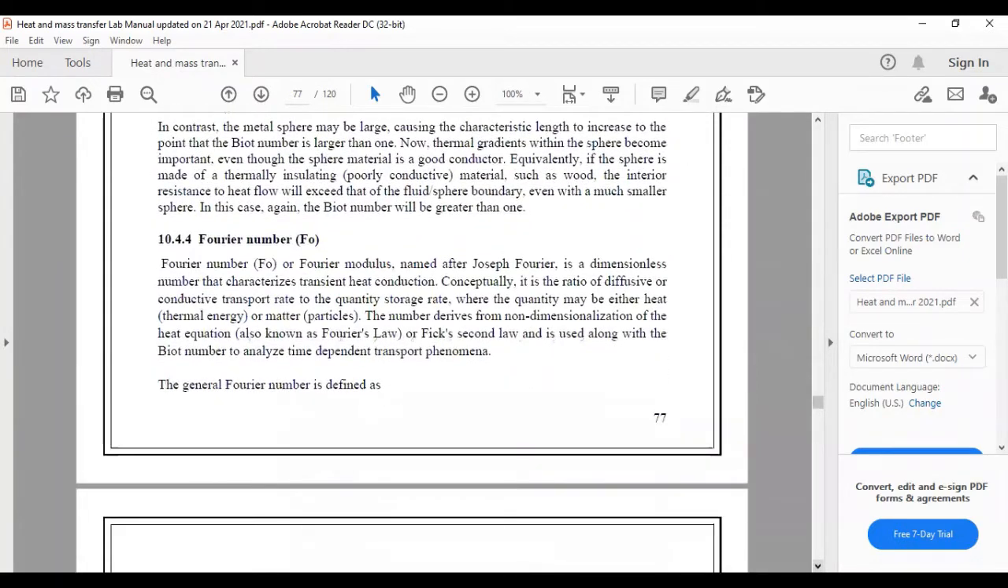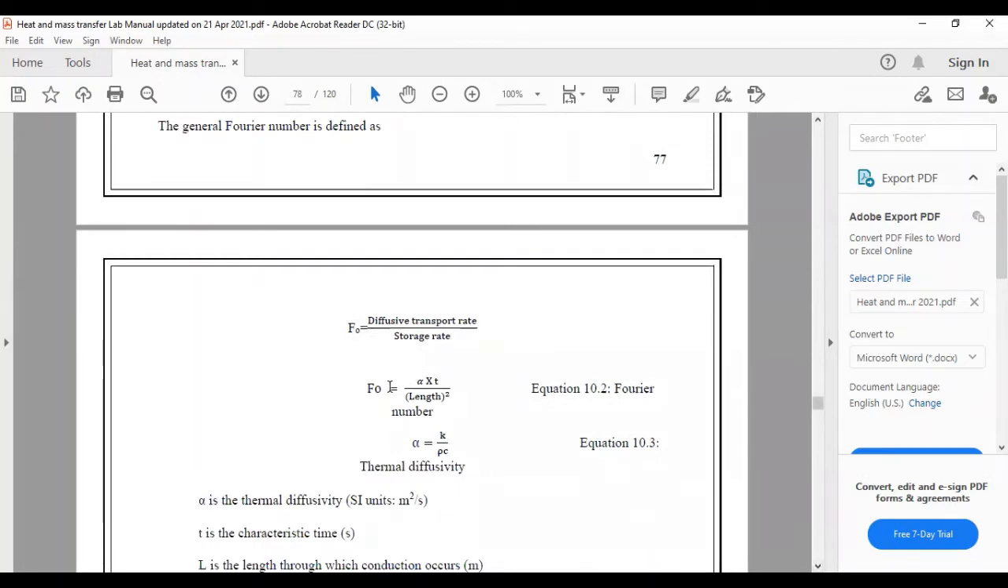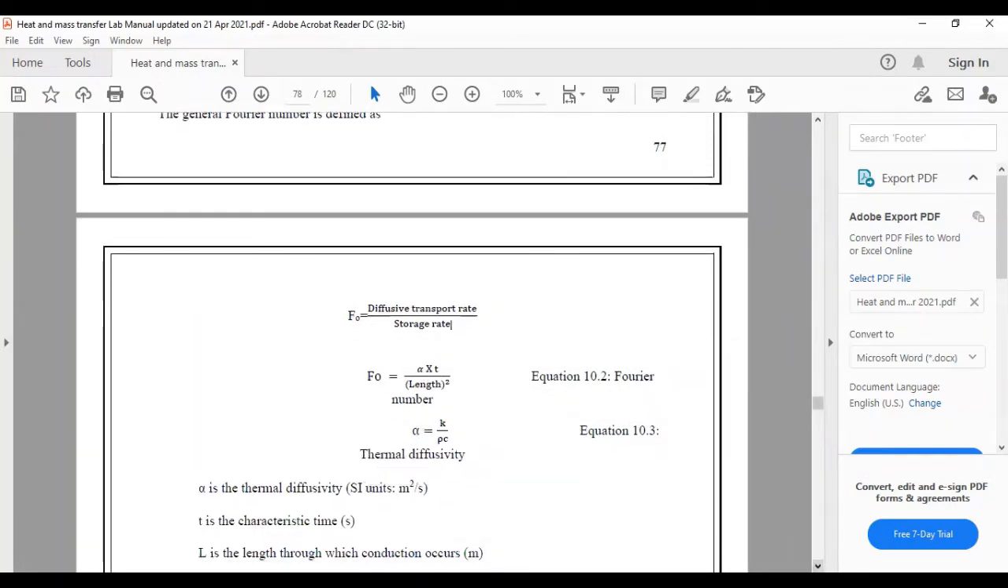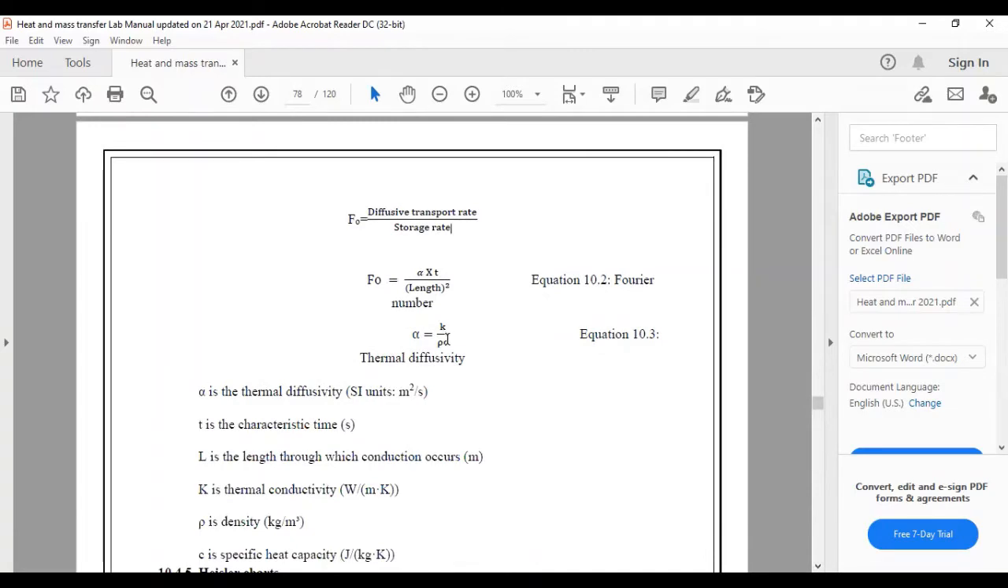And then there is a term called the Fourier number. The Fourier number is the ratio of the diffusive transport rate over the storage rate. For example, if there is a cylinder, it will store some energy and it will also transport energy. Their ratio is called the Fourier number. Its formula is alpha times t over length squared. Alpha is the thermal diffusivity, and it may be determined by the value k over rho times C.